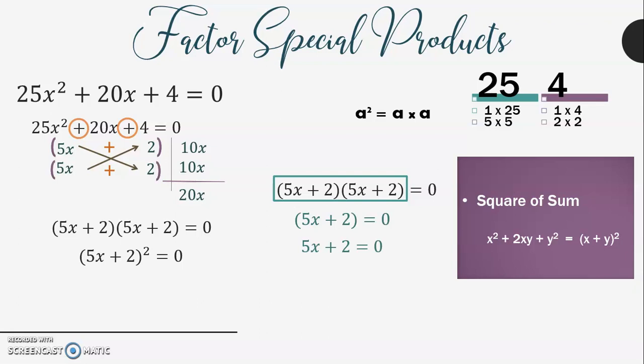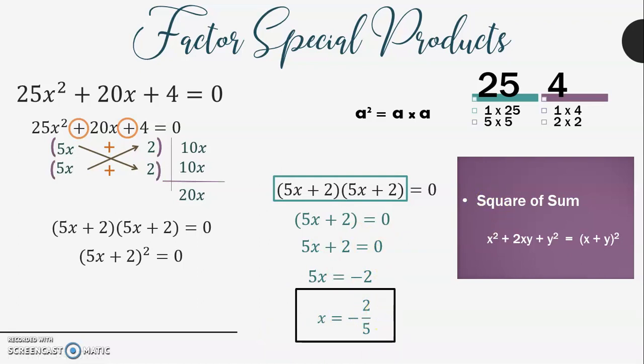I take away my parentheses and I move this 2 that is adding to the other side, subtracting. 5x equals negative 2. Now I need to move my 5 that is multiplying to the other side, dividing. Now that I move it dividing, my answer is x equals negative 2 over 5. If I cannot simplify it anymore, this means this is my final answer.